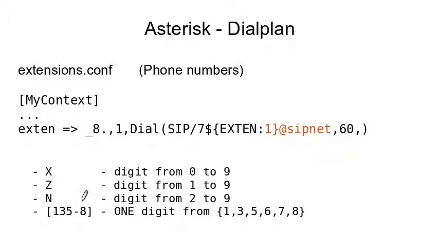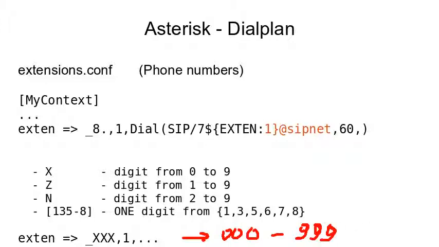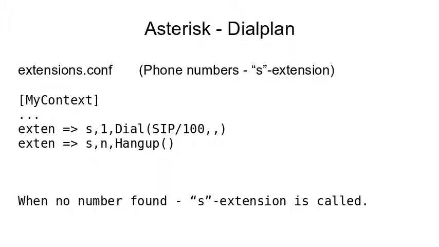Let's see one more example. This pattern, which has 3 letters X, means any 3-digit phone number. There is also a special s extension. The s extension is used when there is no known number in the context. So if you try to call a number that does not exist here, the s extension will do the job.